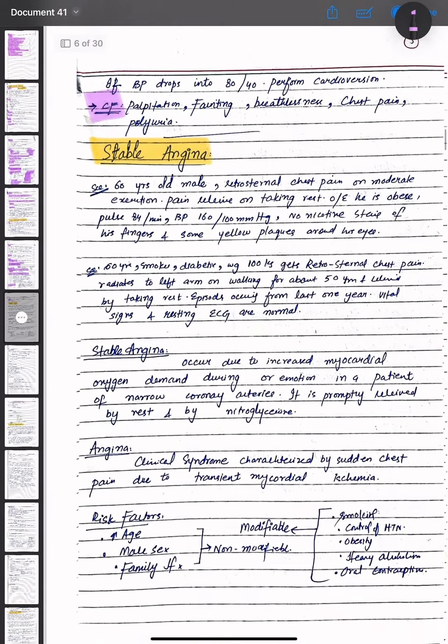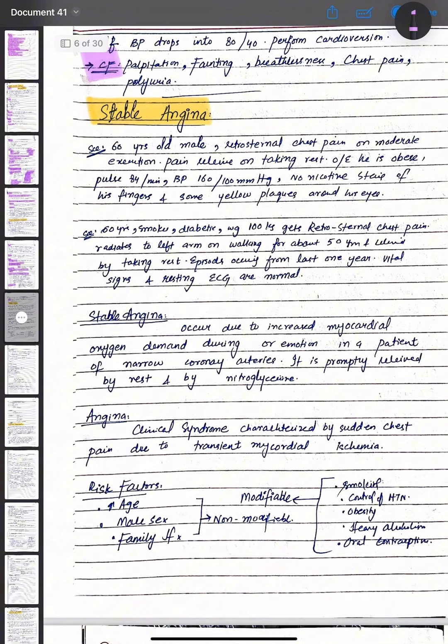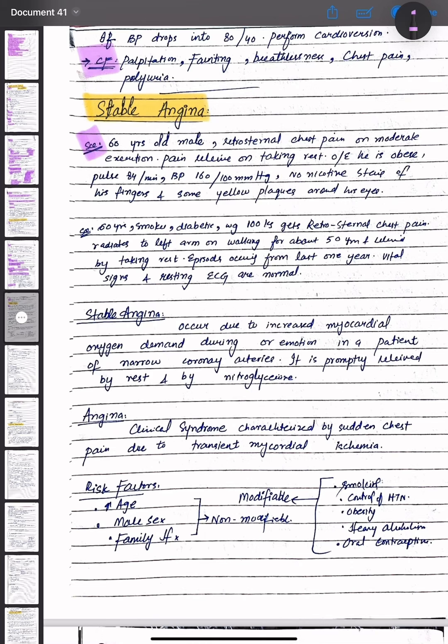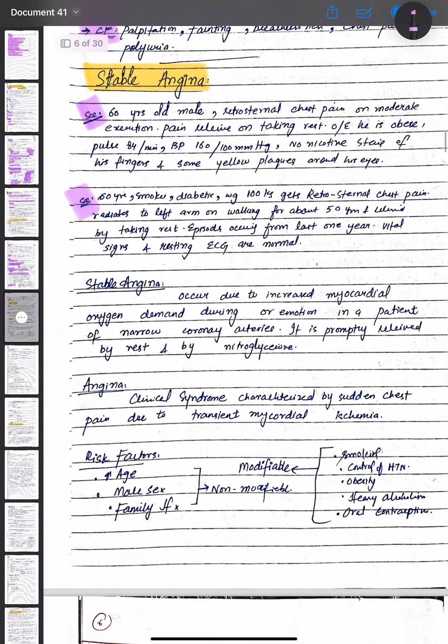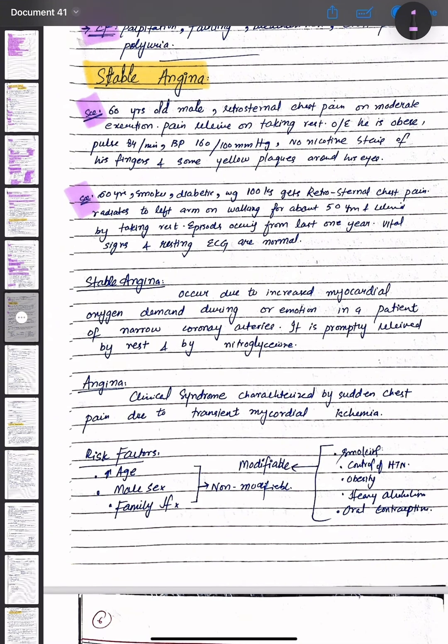Now coming towards stable angina, we are having a scenario that there is a 60-year-old male patient, retrosternal chest pain on moderate exertion is present. Pain relief on taking rest. On examination, he is obese, pulse is 84 per minute, BP is 160 by 100 mm of Hg. No nicotine stains on his fingers and some yellow plaques around his eyes are present. Another scenario is that there is a 60-year-old smoker diabetic patient whose weight is 100 kg. He gets retrosternal chest pain which radiates to the left arm on walking, relieved by taking rest. Episodes occurring for the last 1 year, vital signs and resting ECG are normal.